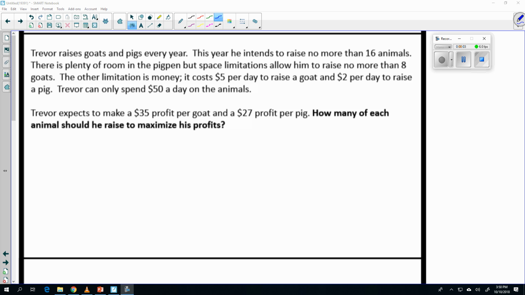So on your notes under linear programming, let's try this problem. This was your homework that you were supposed to work on Thursday night, and let's see how well you did. Trevor is raising goats and pigs.